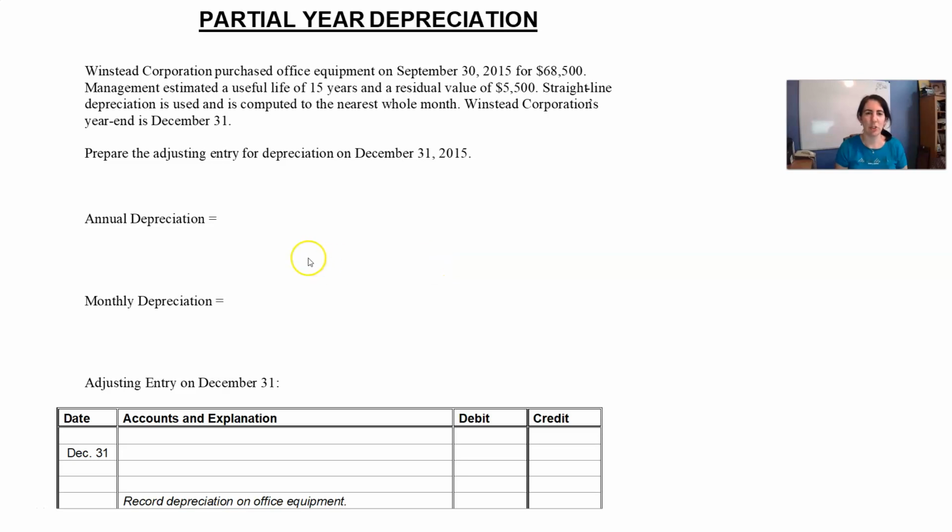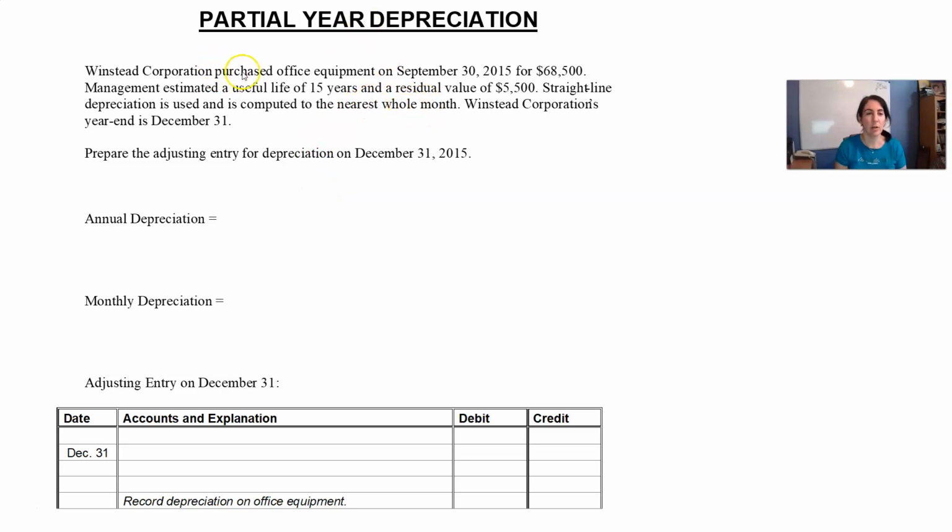Let's continue with that depreciation. What if we have a partial year? We don't buy assets on January 1st and dispose of them on December 31st, right? Nobody cares about that. Things are happening all year long. So if you have a partial year depreciation, then we have to calculate that.